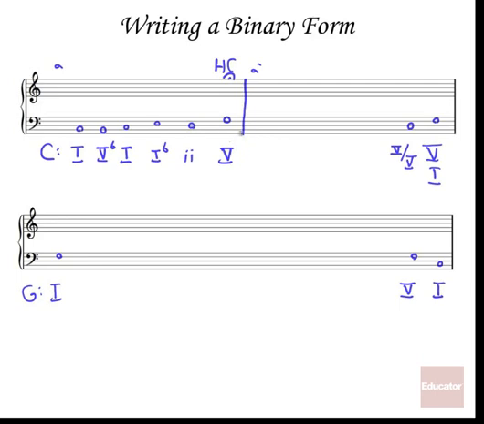And now to do this modulation, maybe I'm just going to treat this half cadence 5 as the pivot chord for G in 1. So maybe I'll follow it with another 1 in G, except we're not doing the modulation yet. That happens in the next phrase. So actually, this is going to start in C again.